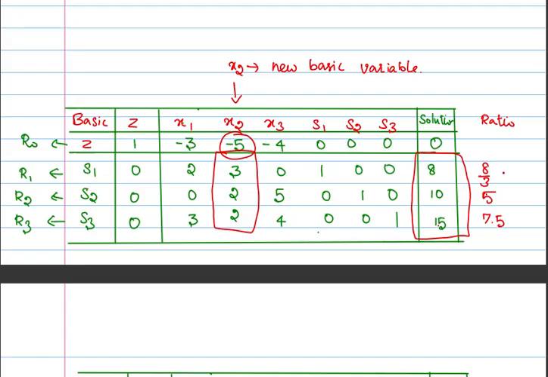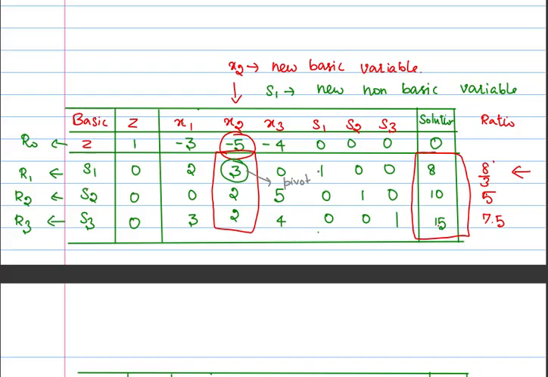Among those, we take the least ratio, and we fix that row. That is 8 by 3. So S2 is my leaving variable, and it becomes the new non-basic variable. The corresponding element we call the pivot element, the pivot position.